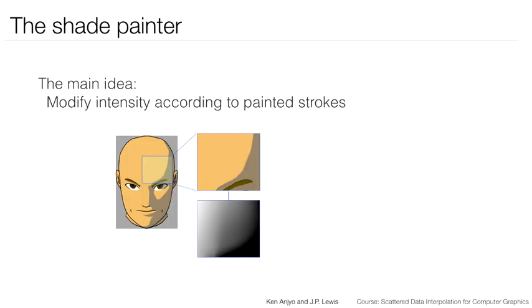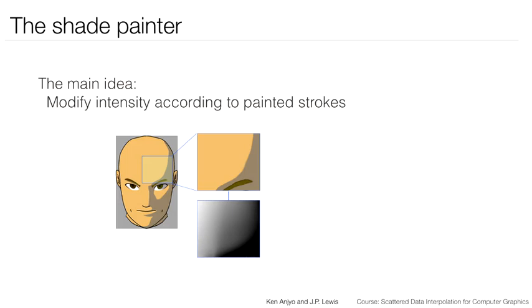Okay. So let me explain briefly how to make it. The main idea is very simple. We just want to modify intensity according to the paint strokes, because we introduced paint strokes, which would be a very basic operation for artists. So let's take a look at this area to enlarge on the right.